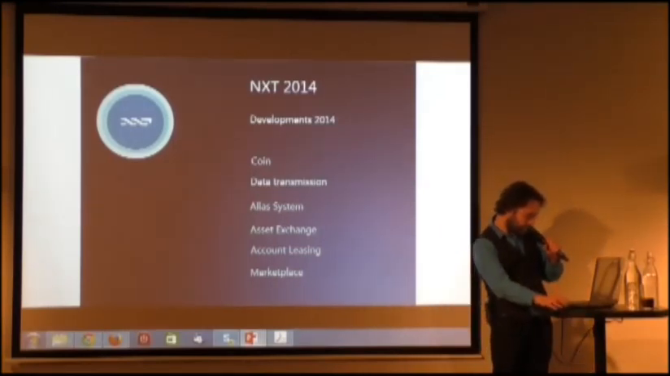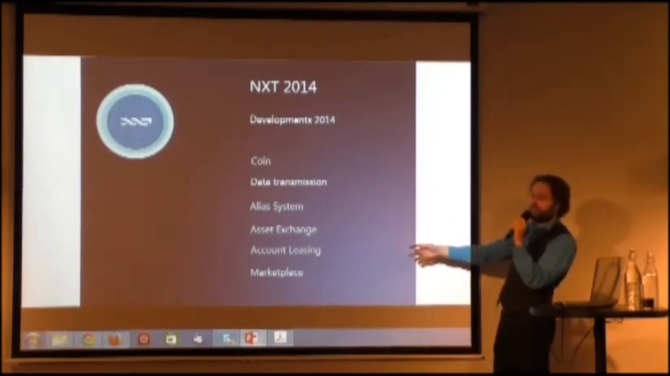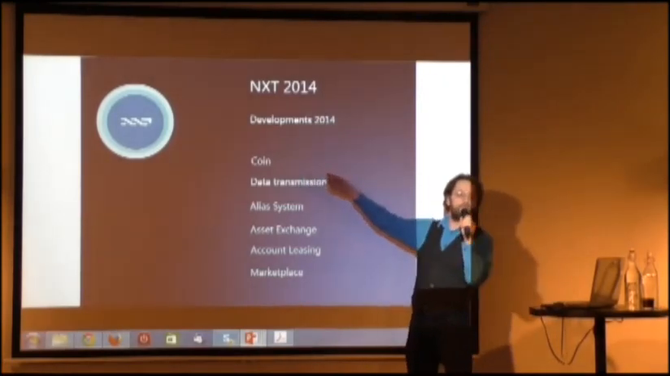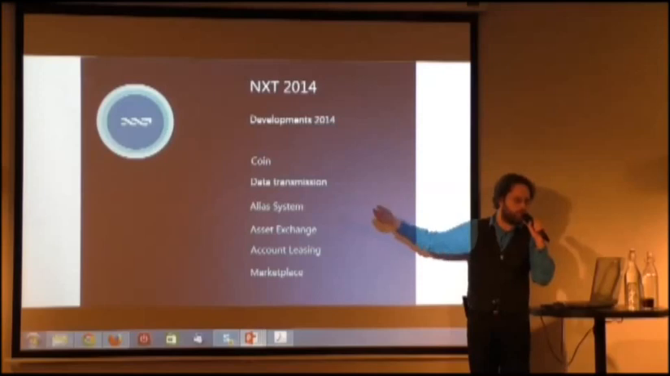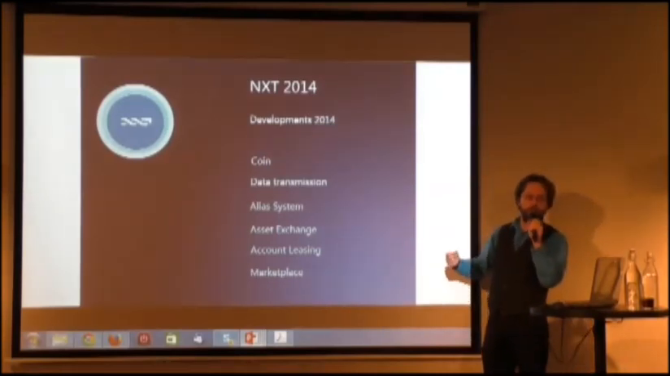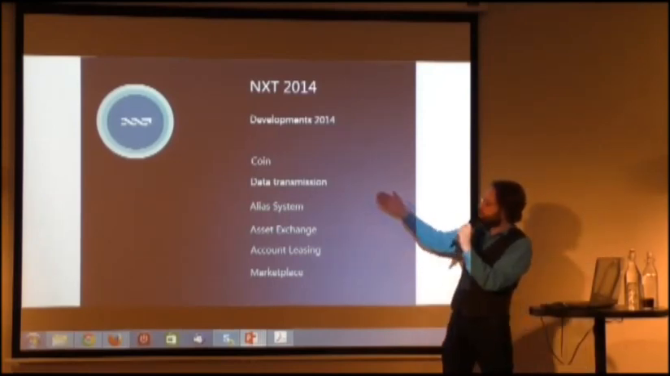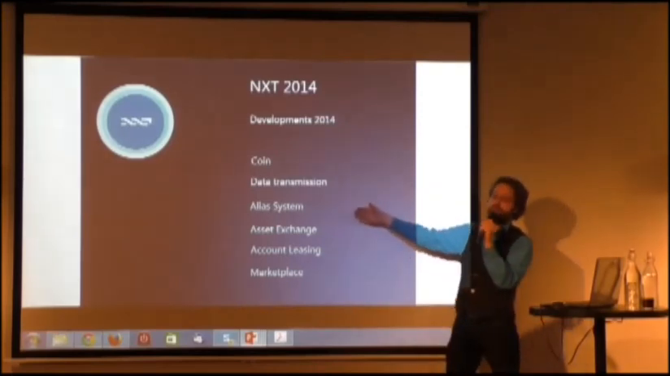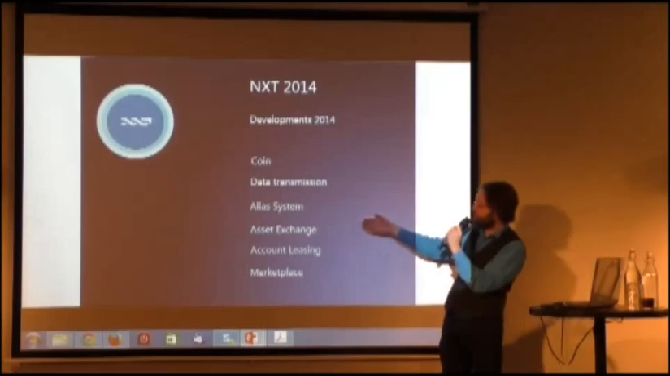There are just a few more things, Alexander. These are the kinds of developments that we implemented in 2014. We started out as a coin. Everybody knew that in 2013, so a lot of people still say NXT coin. But coin is just a representation of a token that everybody knew at this moment. It's just one thing. We have data transmission, I already said messages. We have an alias system which can do the same thing as Namecoin does, a decentralized DNS system.